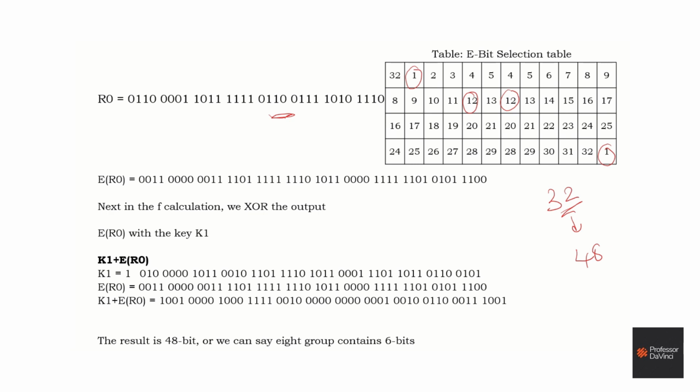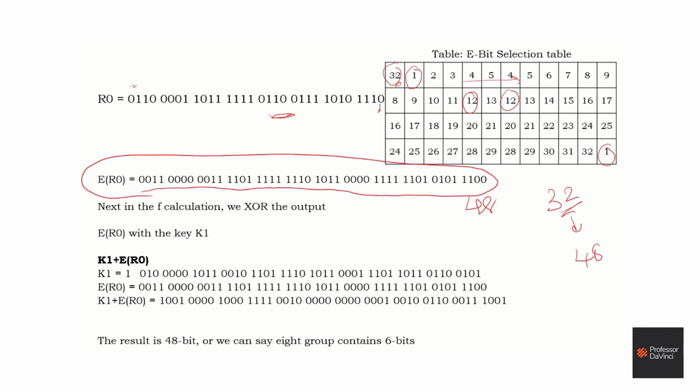So with this selection table, populate the table with the 32-bit. The first is 0 here. Populate the bits from left to right, and finally you collect everything from left to right. So we yield the 48-bit message.